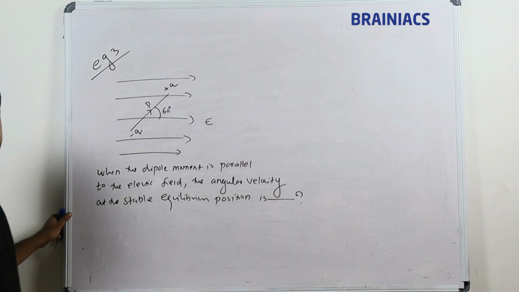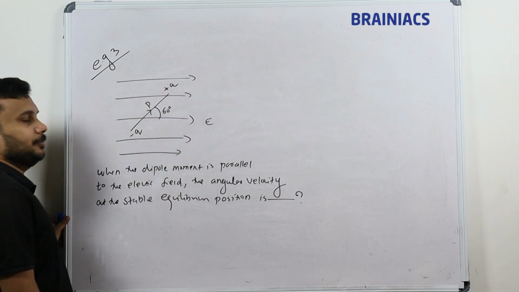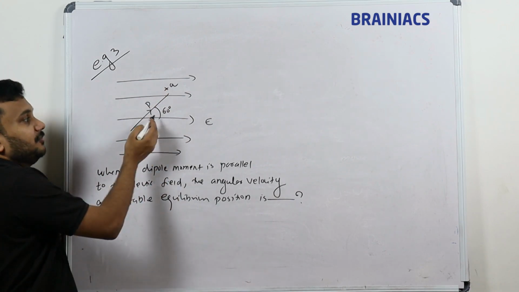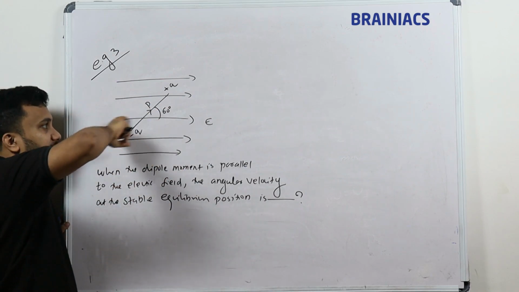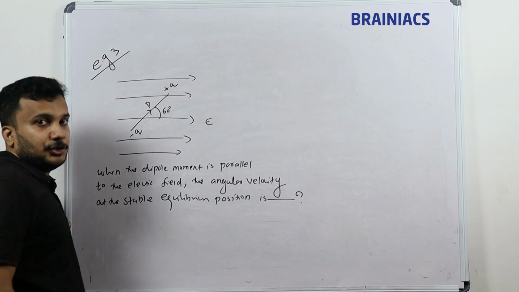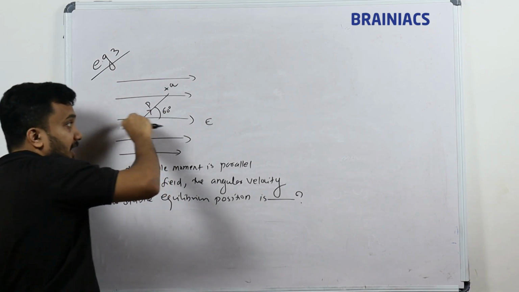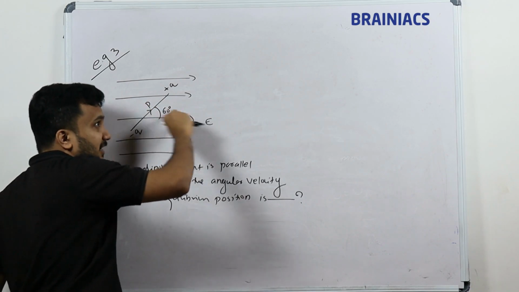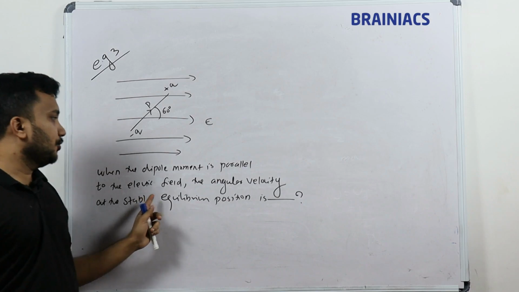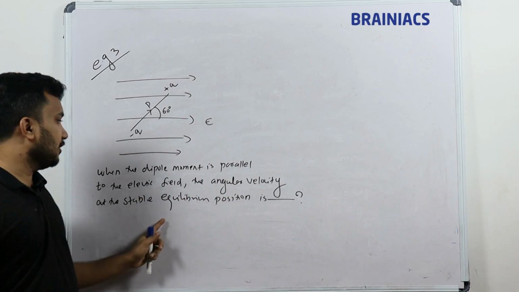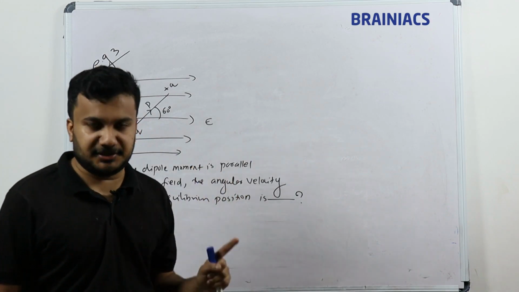So we have a system, and the system is given: the charges minus q and plus q are separated at an angle of 60 degrees. When I keep this body in this position, which means a stable position, with the dipole moment parallel to the electric field, the question is: what is the angular velocity at this stable equilibrium position?